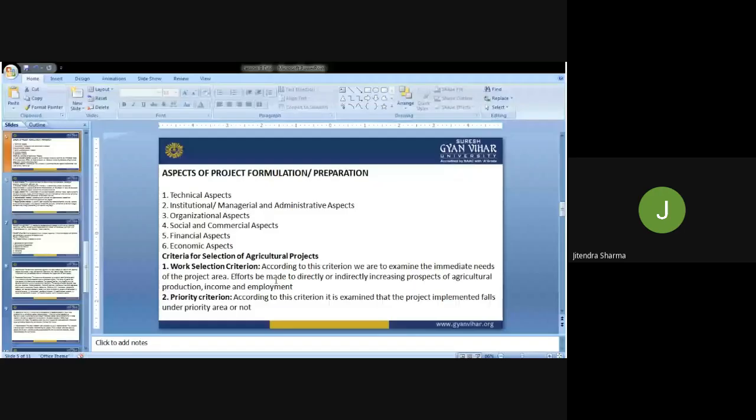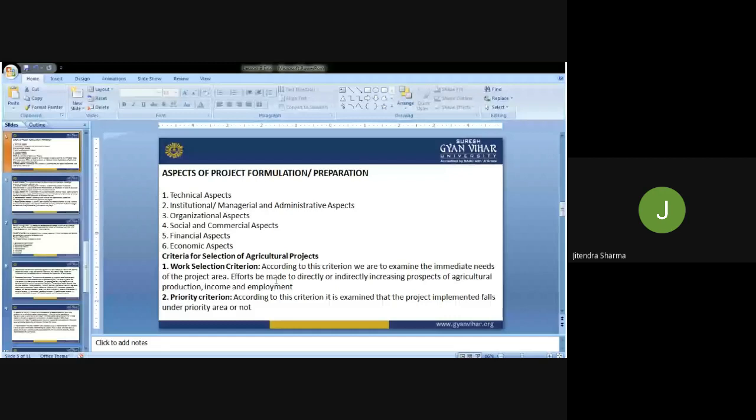So the aspects are: first the technical aspect, then the institutional, management and administrative aspects, which have to be addressed before the formulation of the project. Then the organizational aspect, then the social and commercial aspect, which are also very important, then the financial aspect, and the sixth one is the economic aspect. These are all the aspects we have to address just before the formulation of the project.